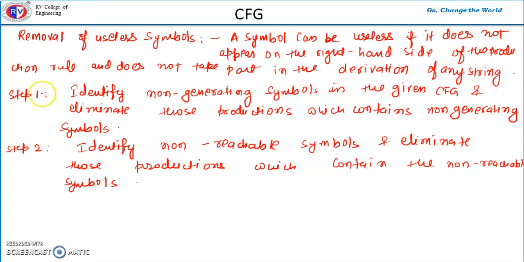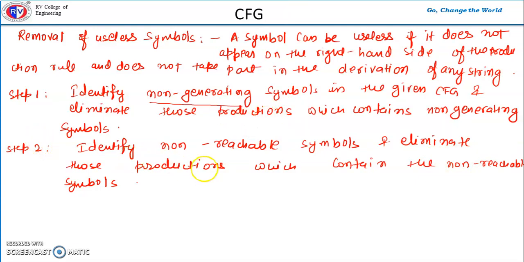There are two steps for removal of useless symbols. First step is to identify the non-generating symbols. A non-generating symbol is a symbol which is not generating any terminal in the given CFG, and we eliminate those productions which contain a non-generating symbol. All non-terminals should derive some terminals. If a non-terminal is not generating any terminal, we say it is non-generating. So we must identify all the non-generating symbols, and remove the productions which contain them.